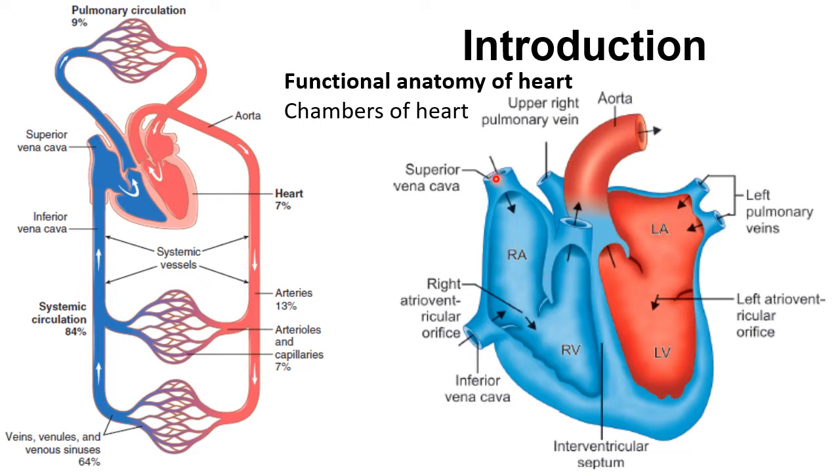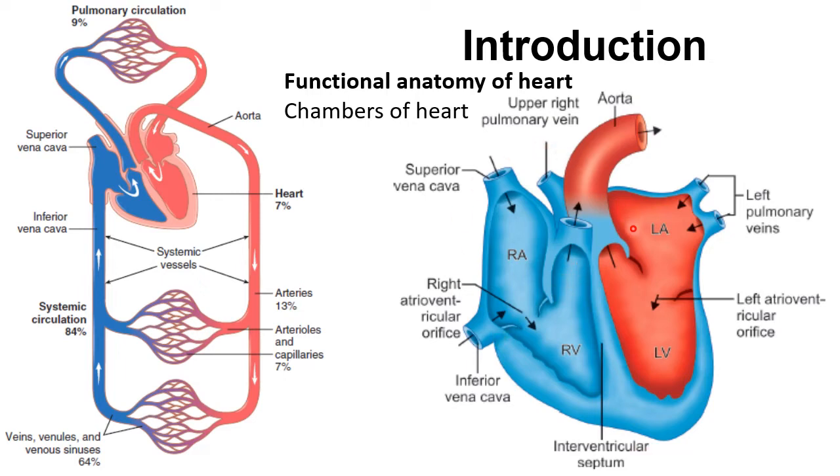Right atrium receives the deoxygenated blood via superior vena cava and inferior vena cava. It also contains SA node, which acts as a pacemaker at which the heart beats, and AV node, which conducts the impulse generated in SA node to ventricles. Blood from the right atrium flows to ventricles via atrioventricular orifices, which is guarded by tricuspid valve.